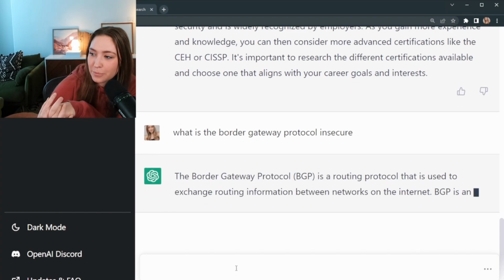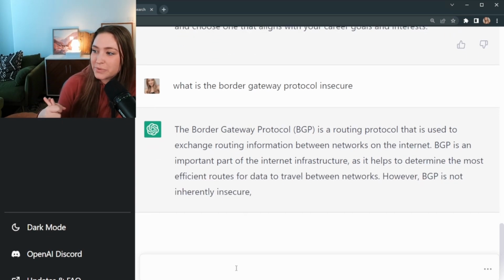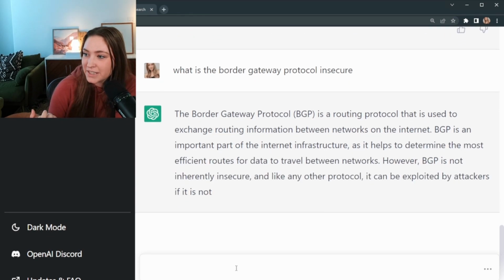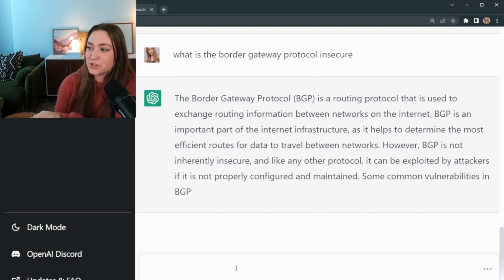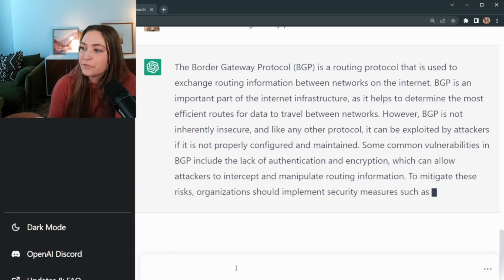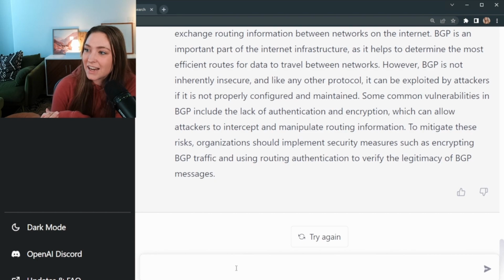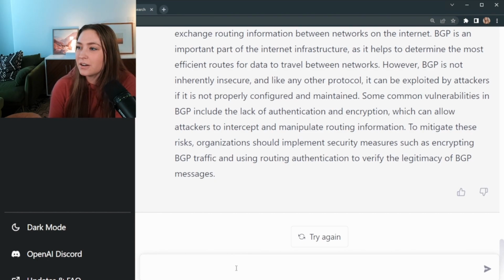The Border Gateway Protocol, BGP, is a routing protocol that is used to exchange routing information between networks on the internet. BGP is an important part of the internet infrastructure as it helps to determine the most efficient routes for data to travel between networks. However, BGP is not inherently insecure, and like any other protocol, it can be exploited by attackers if it's not properly configured and maintained.